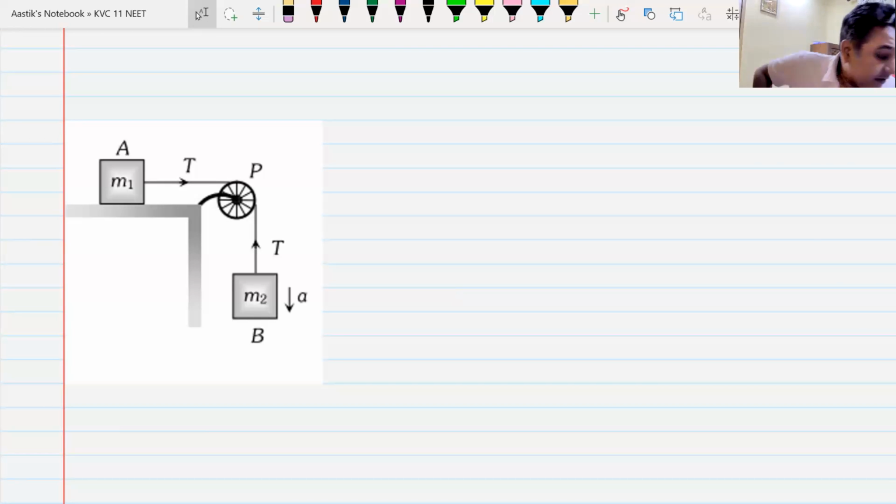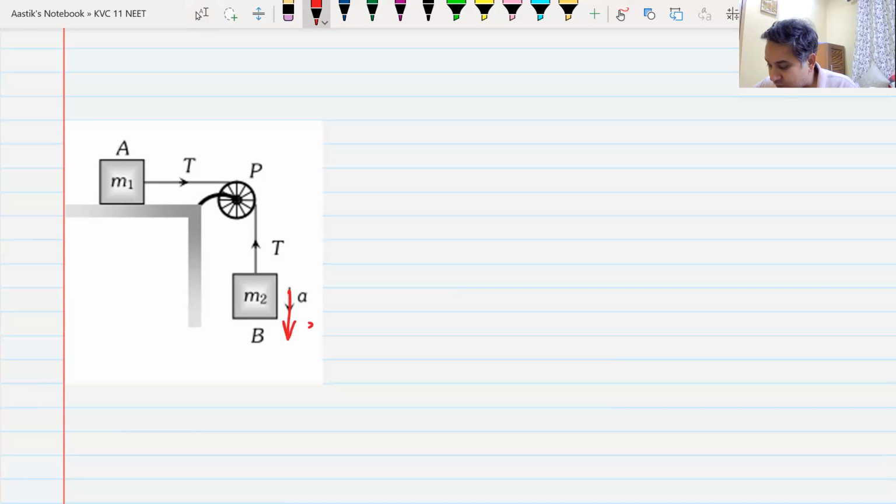Tell me in terms of the hanging block, where is the hanging block going to go? The hanging block is going to move downwards. Do we understand this? Yes or no? That is the only motion possible. Now, if this moves downwards with an acceleration a, this will come forward with an acceleration a. Yes or no?